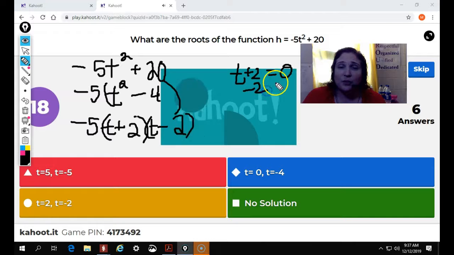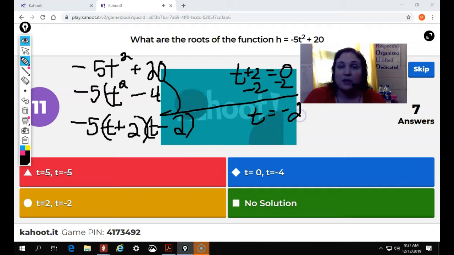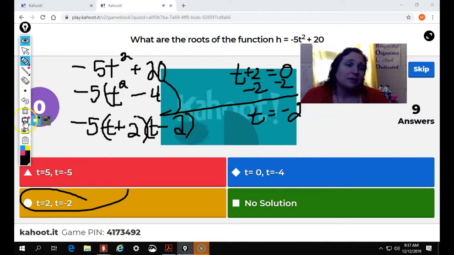Well, if you subtract 2 from both sides, one of our roots is going to be t equals negative 2, and that's going to be the correct answer. The other root, you would add 2 to both sides. I'm sorry, I said it wrong. This should be minus. You'll add 2 to both sides, and you get positive 2. You should hit yellow. Okay?